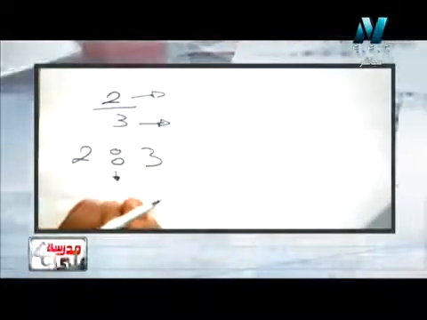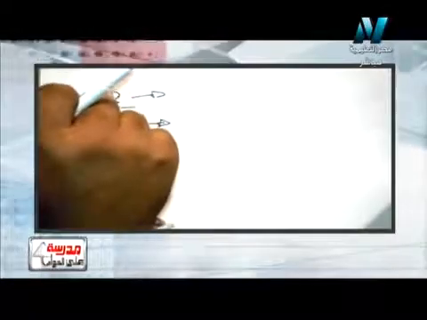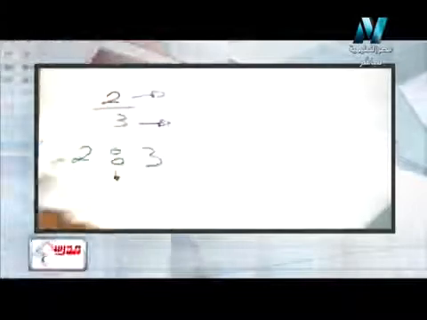This is optional, and it's a very important point. As we said before, 2 is the antecedent of the ratio, or the first term of the ratio. 3 is the consequent of the ratio, or the second term of the ratio.